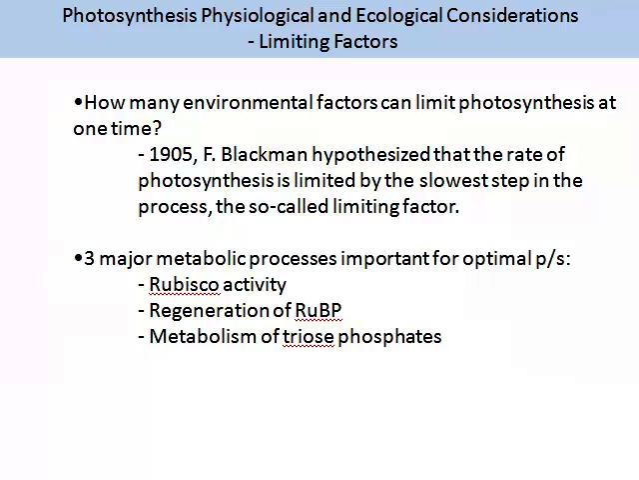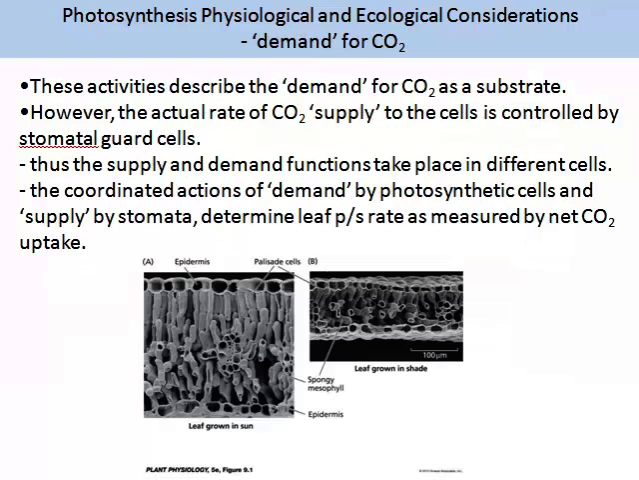So how many environmental factors can limit photosynthesis at any one time? It appears that there are 3 major metabolic processes which are important for optimal photosynthetic rates. These are the rubisco activity, the regeneration of RuBP, and the metabolism of triose phosphates. These activities describe the demand for carbon dioxide as a substrate.